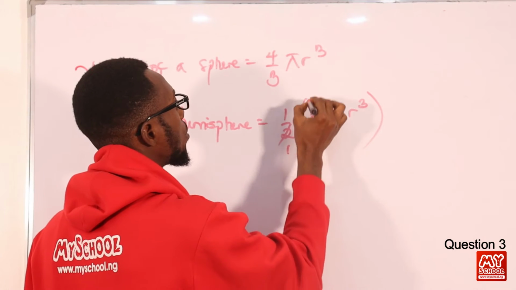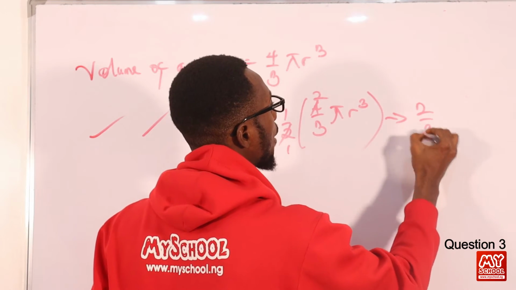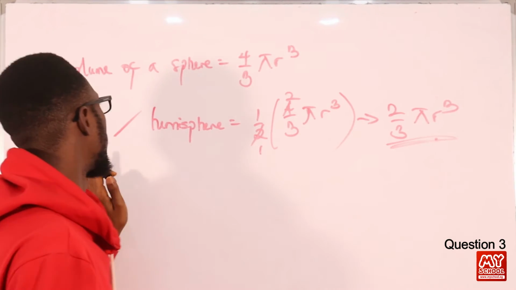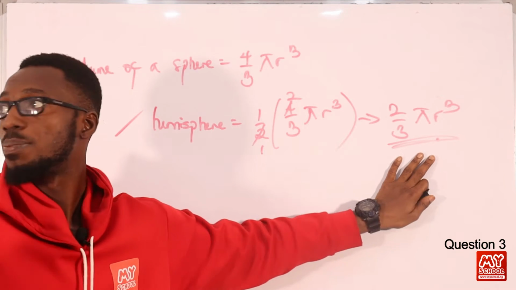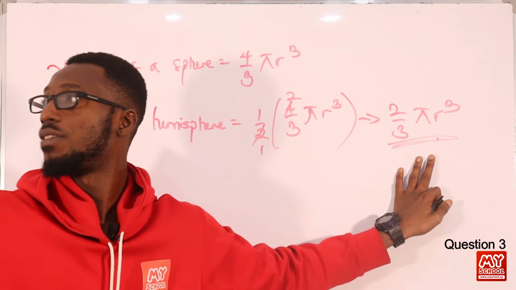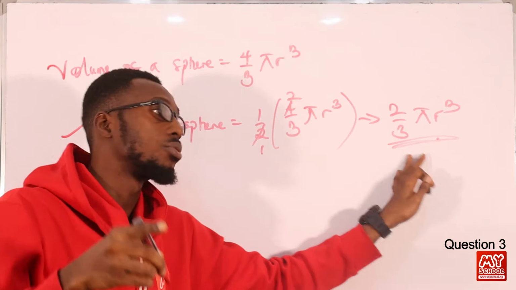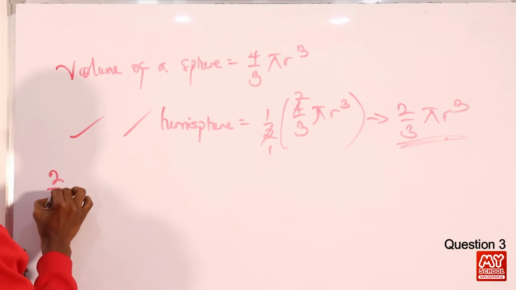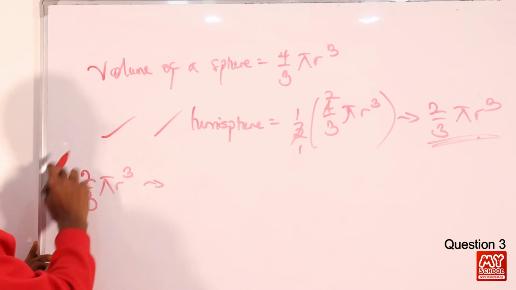So 2 here 1, 2 here 2. So that means 2 times 1, I have 2 over 3 pi r cubed. So this is the formula for the volume of a hemisphere. So we are going to differentiate first, because what is the rate of change of the volume V of a hemisphere with respect to its radius r? So we have to differentiate. So when we differentiate, this is the formula we are working with, pi r cubed. So when we differentiate, this comes here, right?